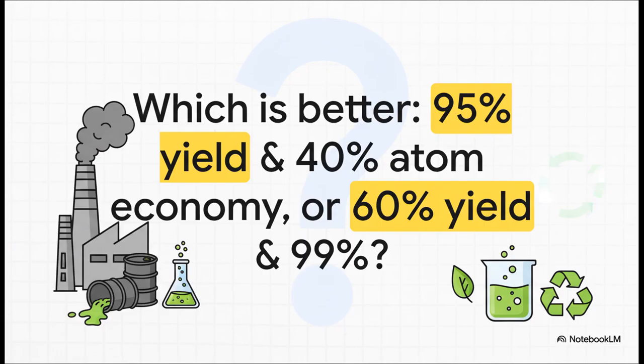And I'm going to leave you with a final thought to chew on. Imagine you're running a big chemical company. Which reaction is better? One that's really efficient in practice, you get 95% of what you expect, but it's an incredibly wasteful reaction by design, or a reaction that's a bit messy. You only get a 60% yield, but in theory, it creates almost zero waste. That's the kind of question that green chemistry is all about. Good luck with your revision.